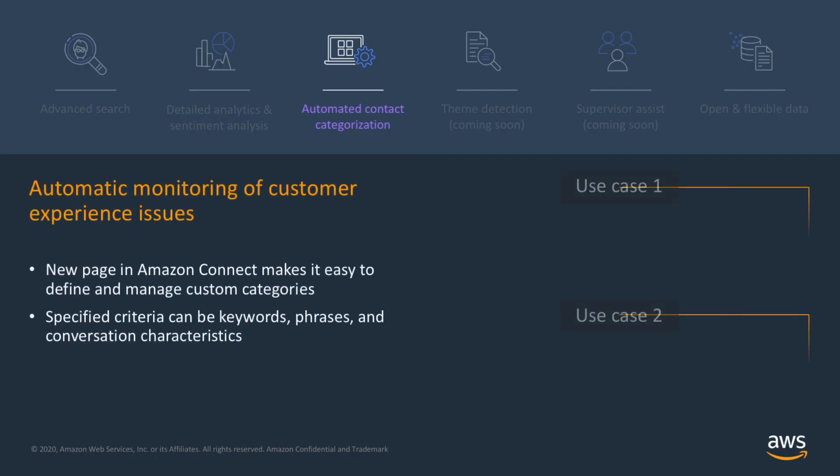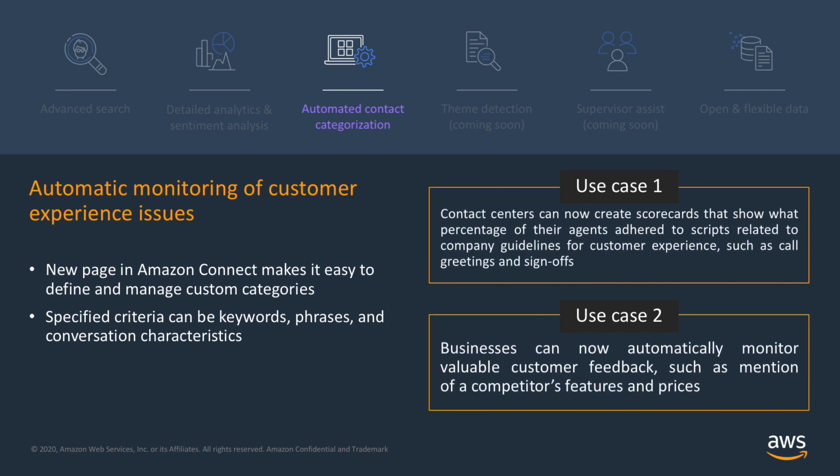recording. Contact Lens also allows for deeper analysis into issues related to customer experience, agent script adherence, and competitive analysis. With the automated contact categorization feature, supervisors can now use the new rules page in Amazon Connect to specify a custom criteria based on keywords and phrases. For example, the customer can create a category, customer dissatisfaction, and associate it with related phrases such as not happy, quality is not good, and does not work as expected.